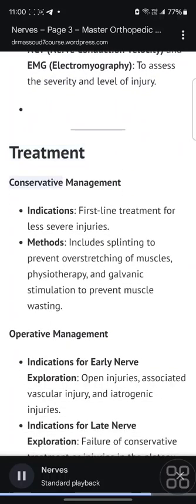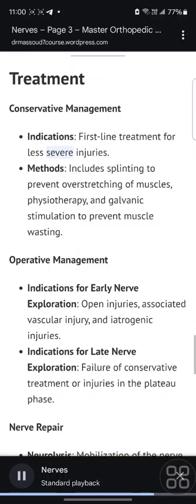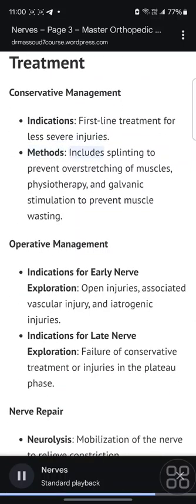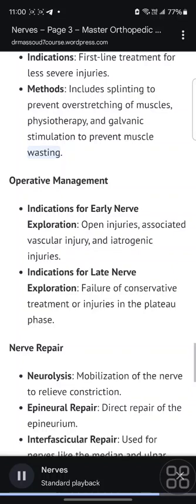Treatment. Conservative management. Indications: first-line treatment for less severe injuries. Methods include splinting to prevent overstretching of muscles, physiotherapy, and galvanic stimulation to prevent muscle wasting.